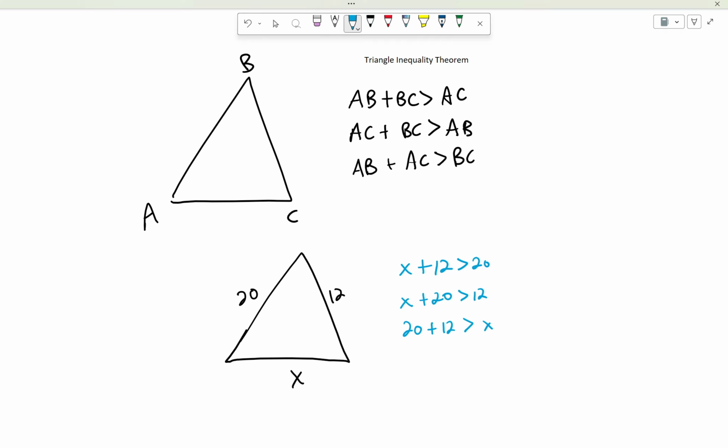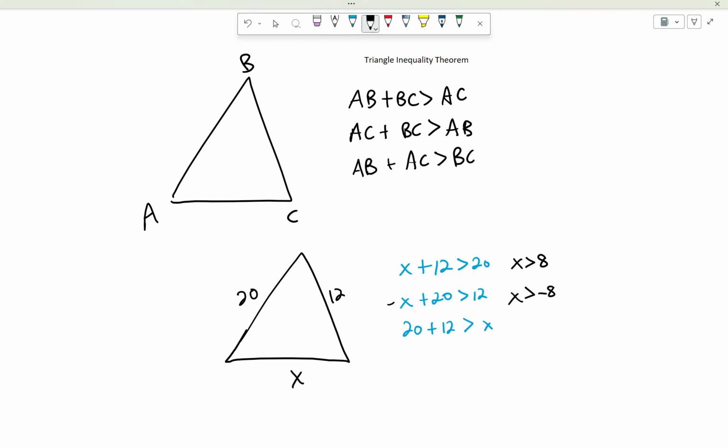Now, one of these statements is going to wind up being redundant as we go through here. And we're going to have to solve each of these values, okay? So for this one right here, we're going to subtract 12. So one of the things we know is that x for sure has to be greater than 8, okay? Now, if I subtracted 20, x has got to be greater than negative 8.